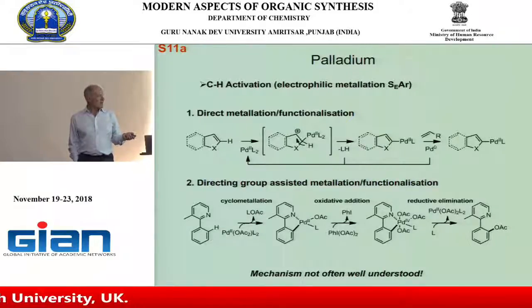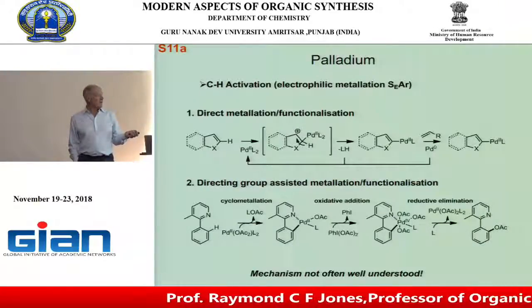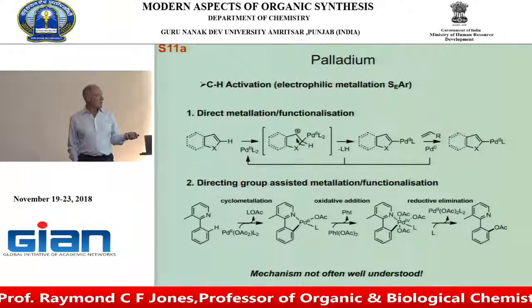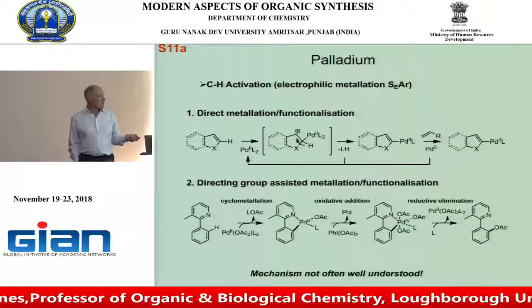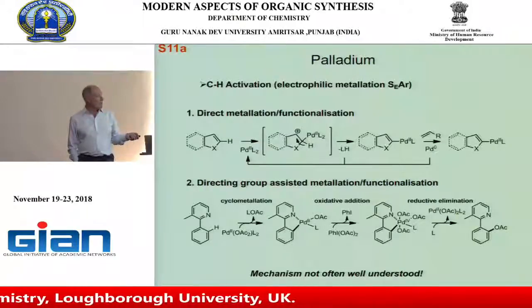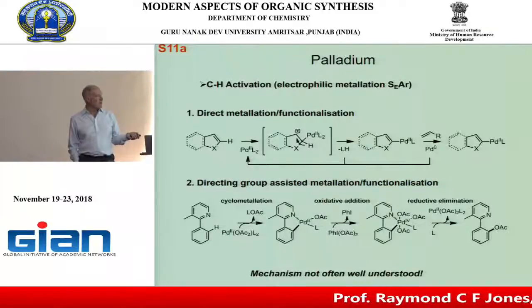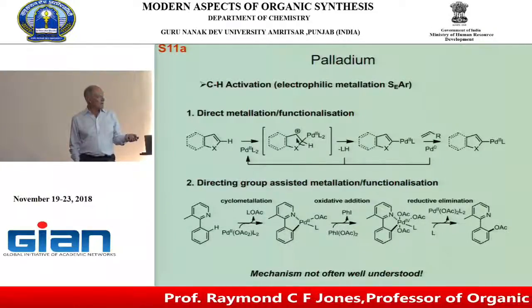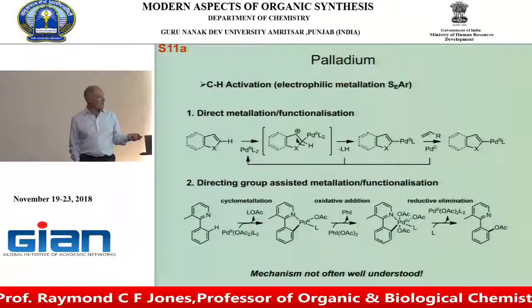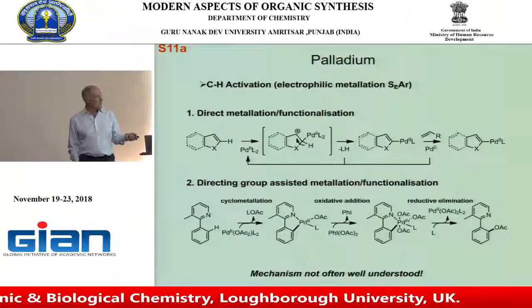It could be that it's a sort of neighboring group participation effect, or a directing group assisted metallation. This effectively is a neighboring group. So if, for example, you have this benzene ring which has a pyridine ring attached, then the palladium can be effectively guided in by complexing to this nitrogen potential ligand, and that can actually influence the palladium to insert into the CH bond.